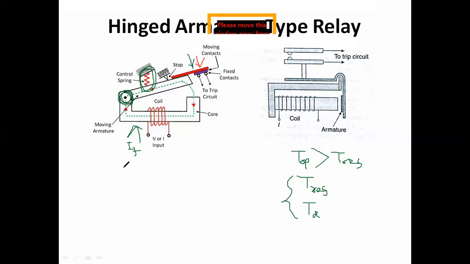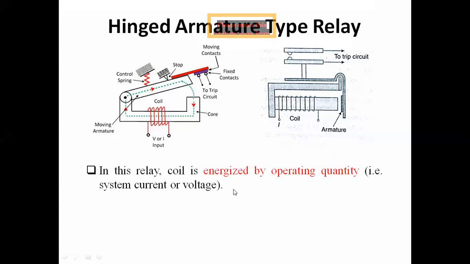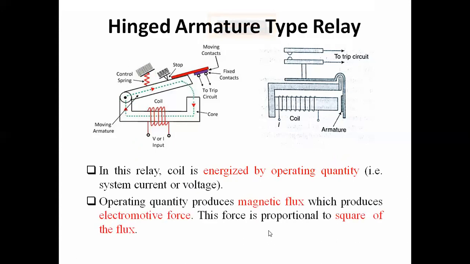It is like the latch of a door, a similar kind of structure. One contact is fixed here and another contact is moving. Hinged-like structure, therefore it is called hinged type armature relay. I already explained here that it is energized by the operating quantity, which may be current or voltage. The magnetic flux produces the electromagnetic force, and this force is proportional to the square of the flux.